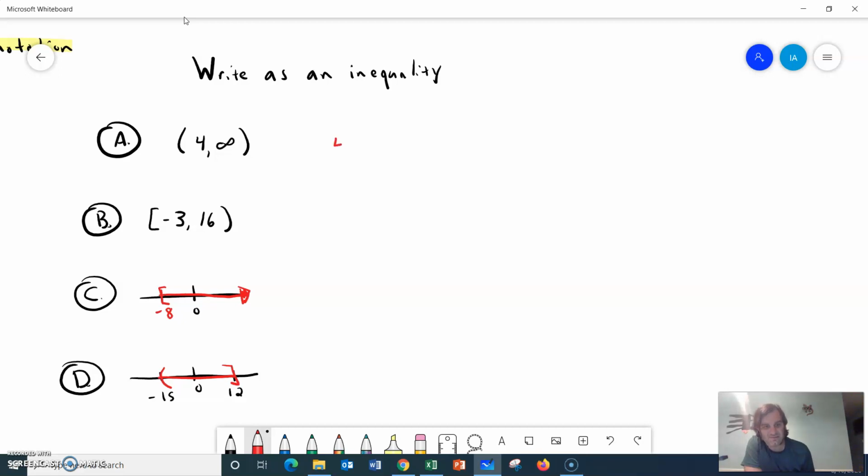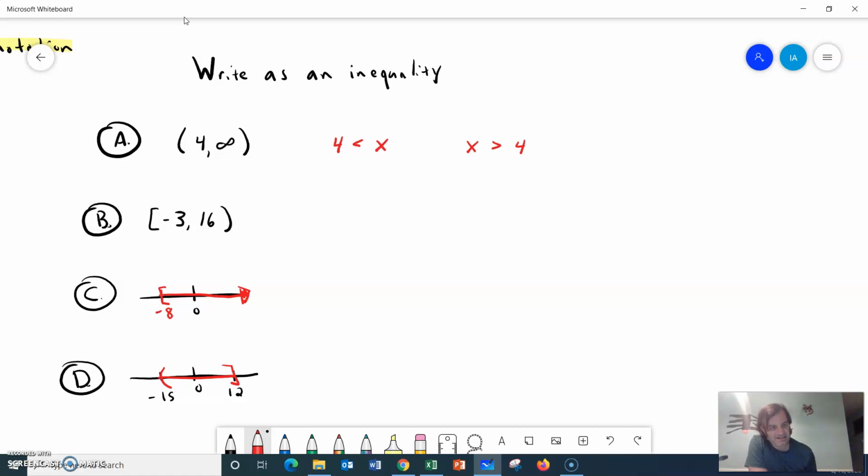We could say 4 is less than x. So that gives us a starting point of 4 and everything above. Or we could write it as x is greater than 4. Okay? Either one would be acceptable. The first one is the way it kind of reads.